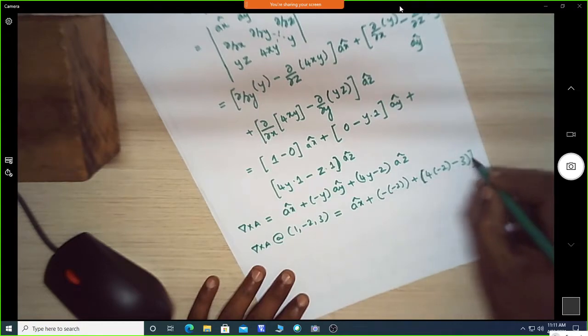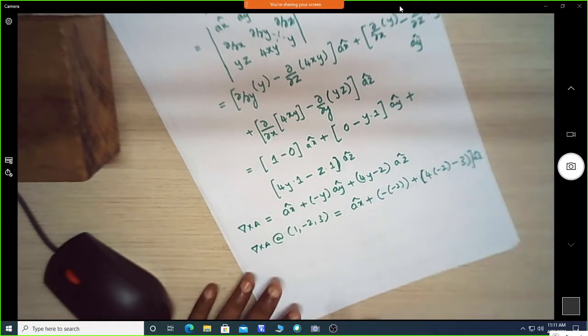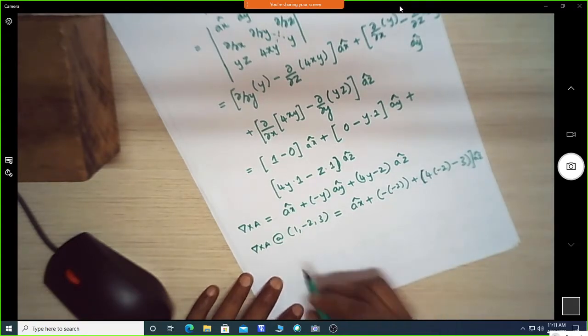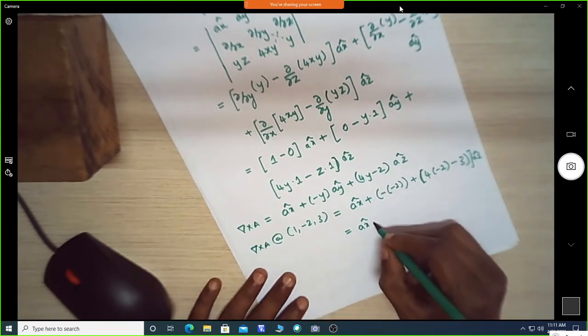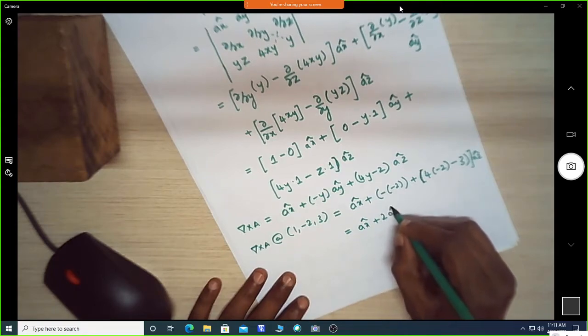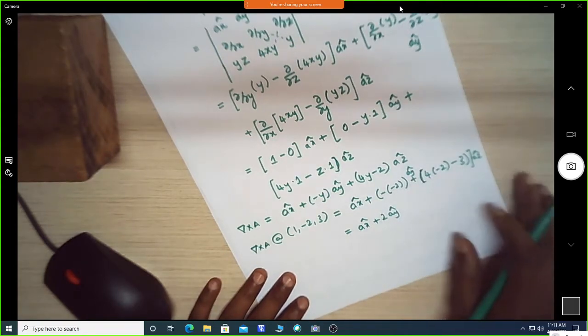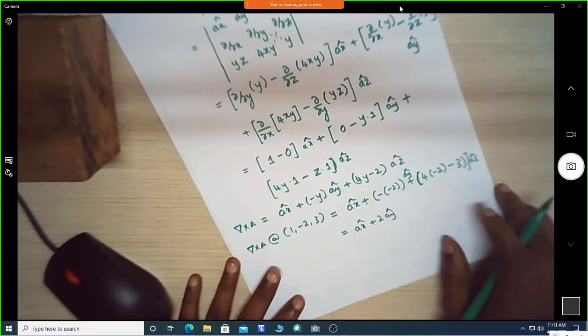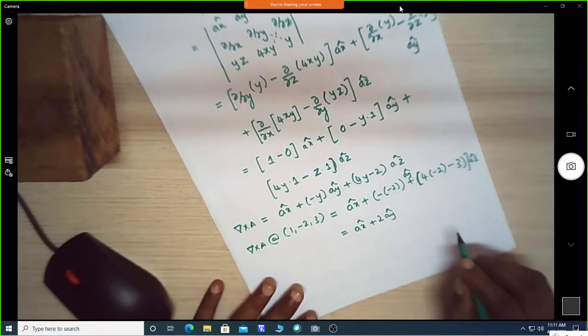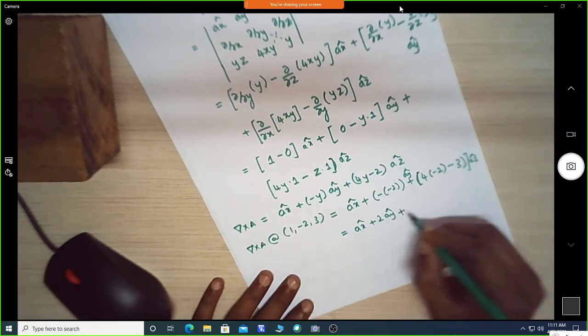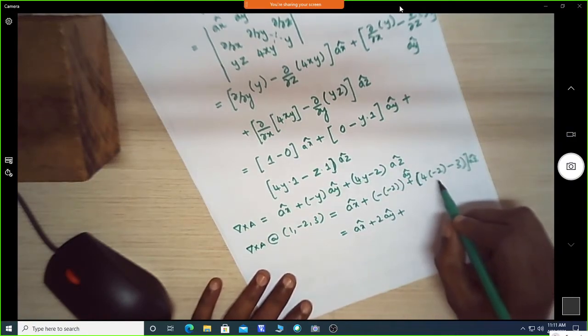Okay, so this is in the direction of az. Now if you put in the values, you will get ax plus 2ay, so this is in the ay direction, and so what is the z component? The z component is 4.